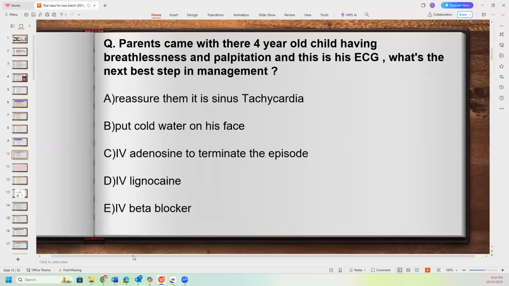Now we'll go back to the question. We have established that this child is suffering from supraventricular tachycardia and is symptomatic with it. So what will you do as the next best step? Reassure them that this is a sinus tachycardia. Put cold water on his face. IV adenosine to terminate the episode. IV lignocaine or IV beta blocker. Again, emphasizing the age of the child, 4 years of age. Next best step. Supraventricular tachycardia. Very good. So we are having different answers.